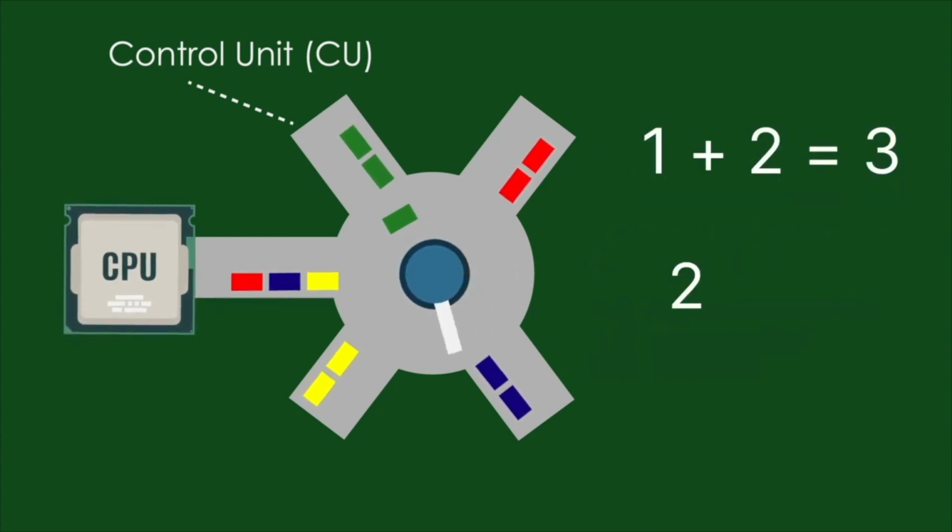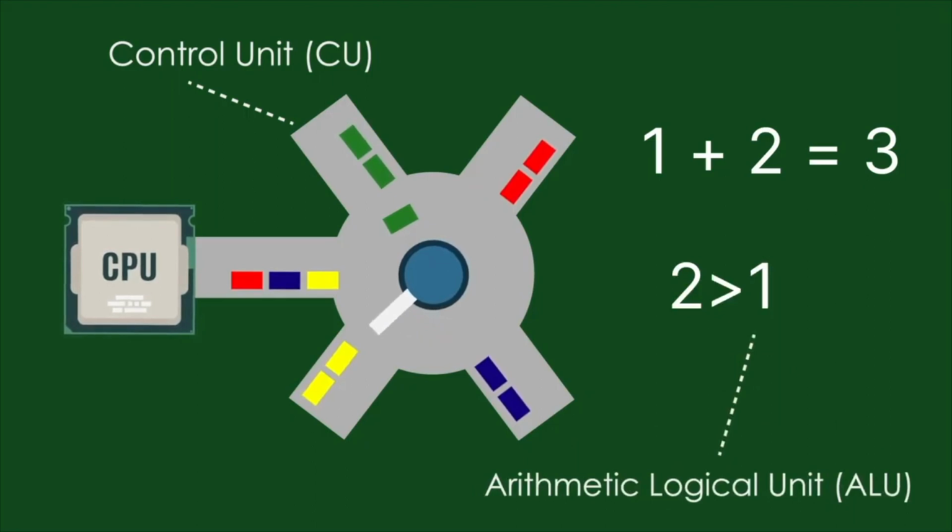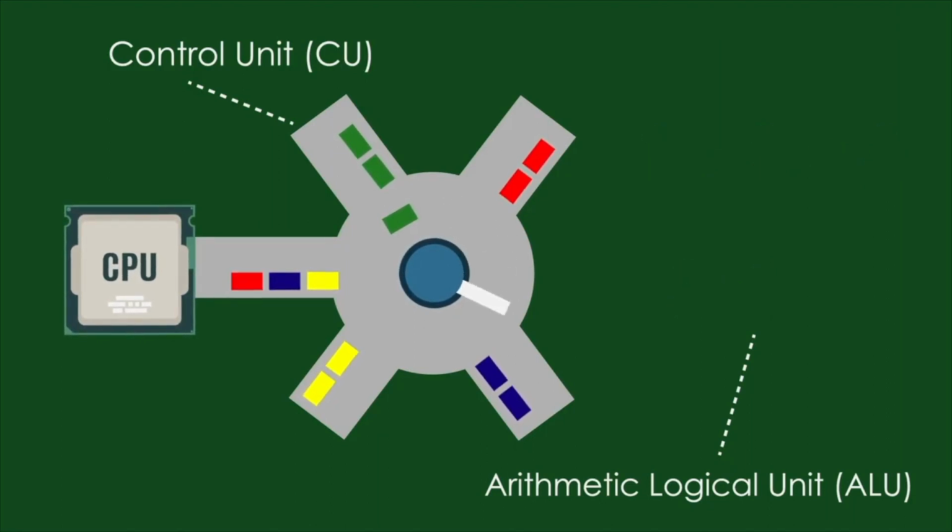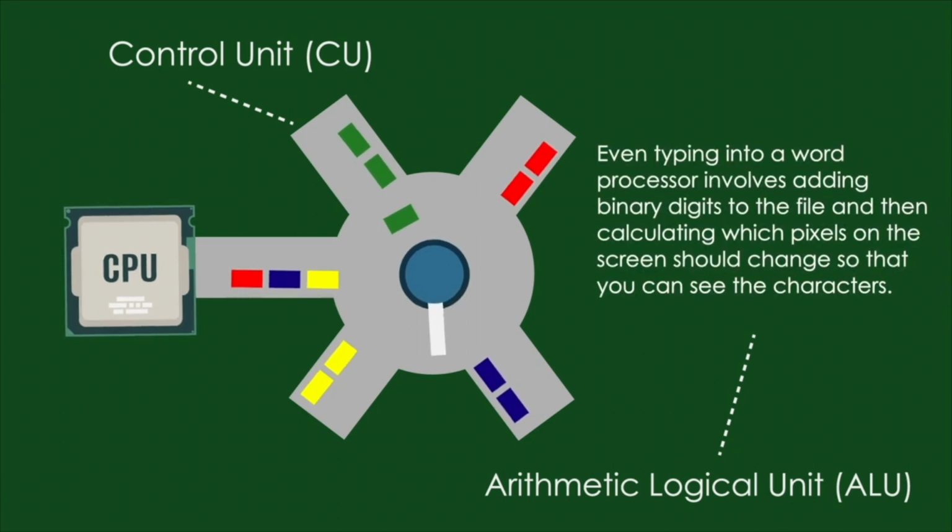The arithmetic and logic unit, or ALU, is where the CPU performs the arithmetic and logic operations. Every task that your computer carries out is completed here. Even typing into a word processor involves adding binary digits to the file and then calculating which pixels on the screen should change so that you can see the characters.